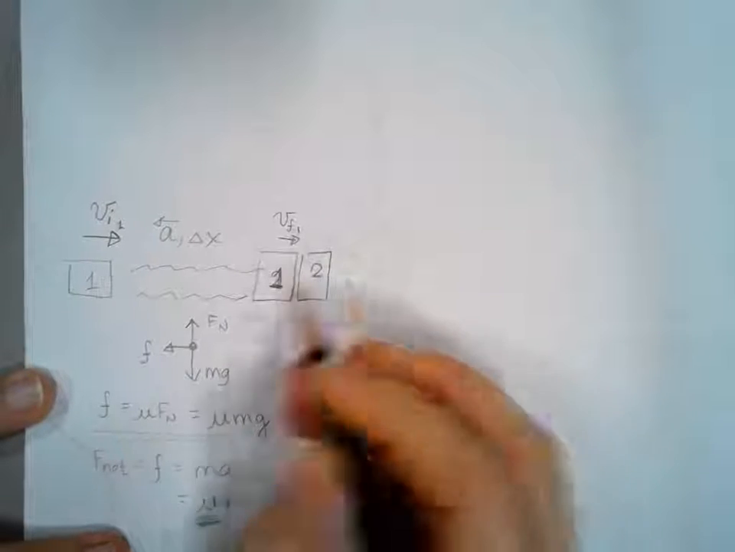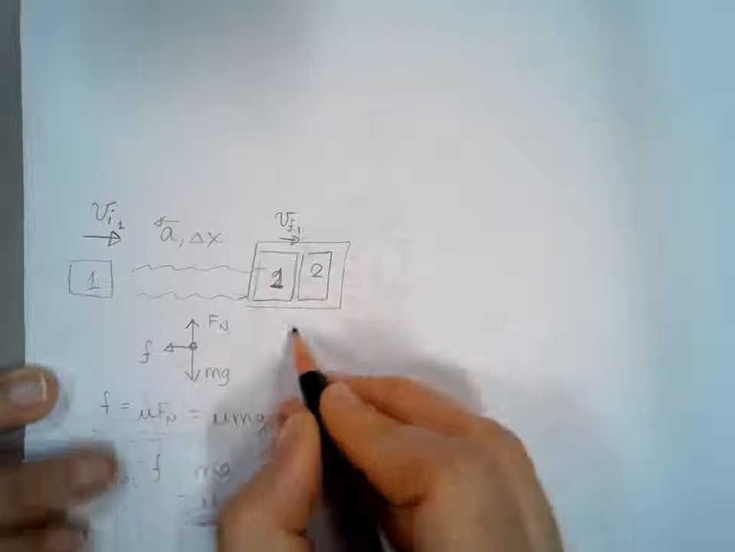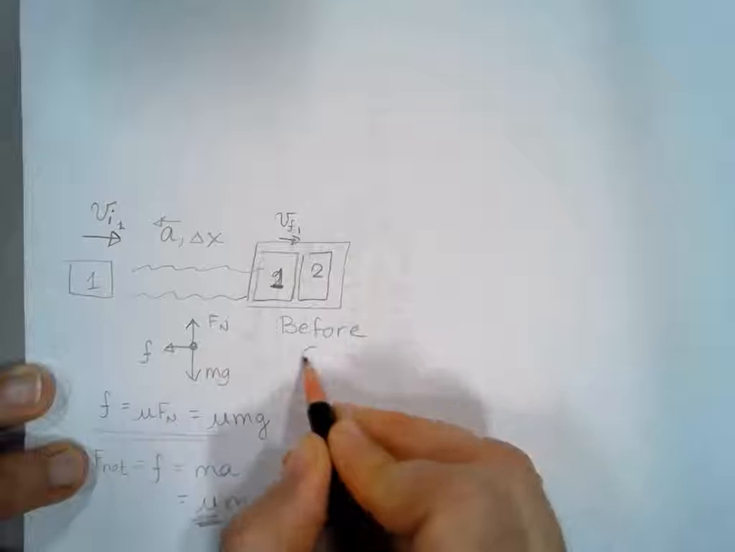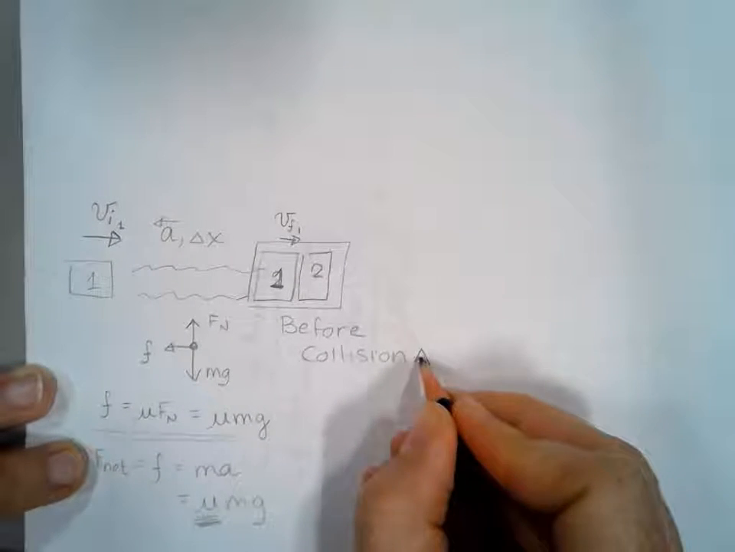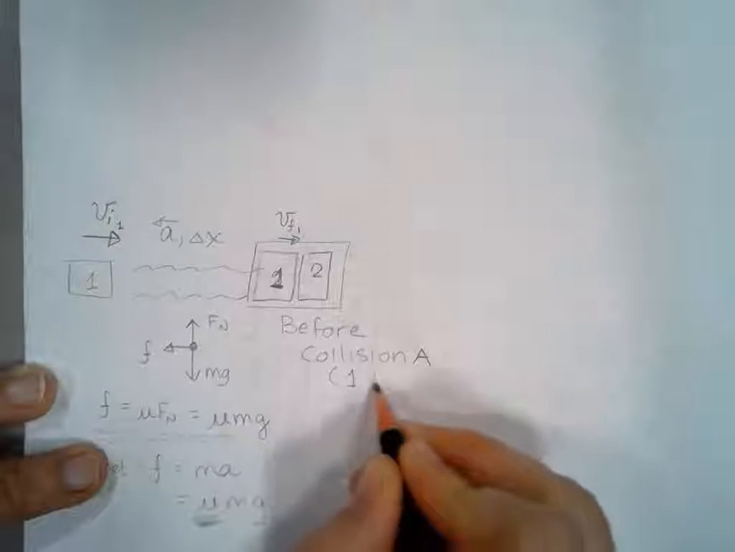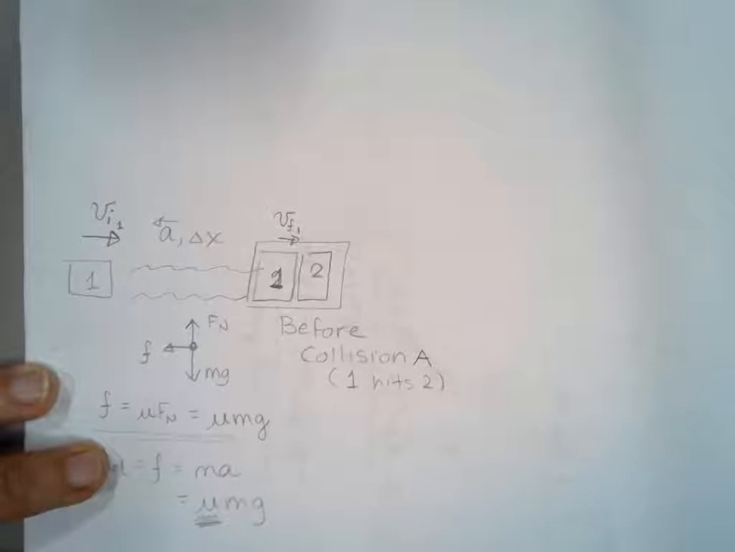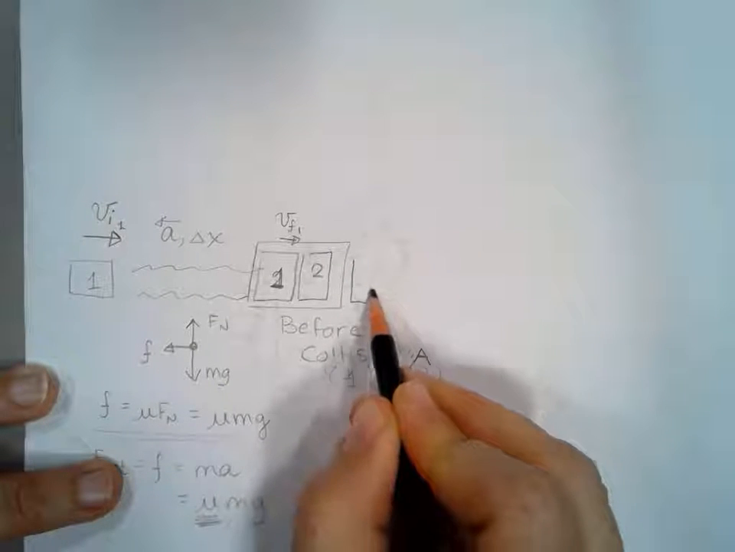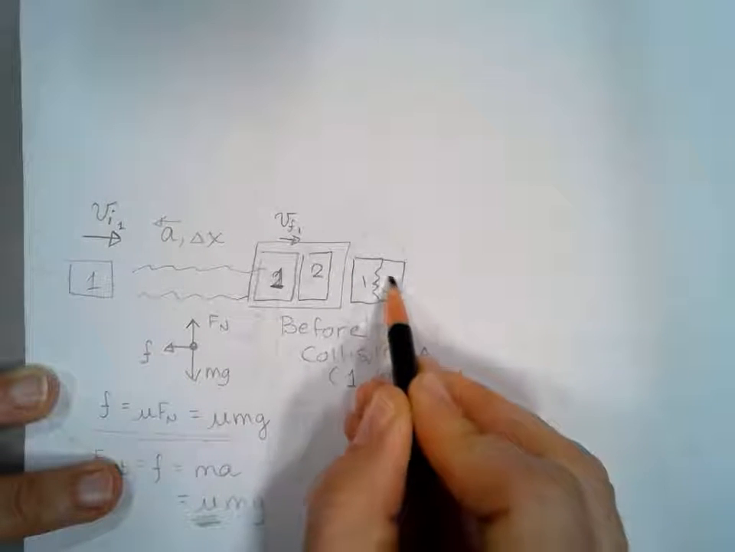So what's happening is this is what is happening before collision 1, or I'll call it collision A. Collision A is where car 1 hits car 2, and then they are going to be a crumpled mess, mashed up car 1 and car 2 together.